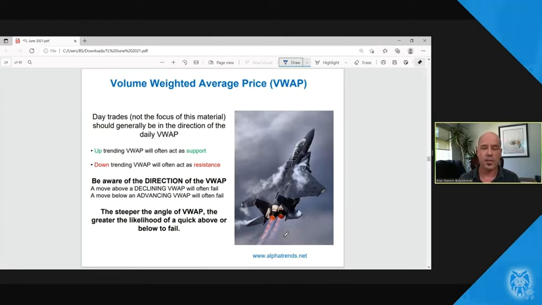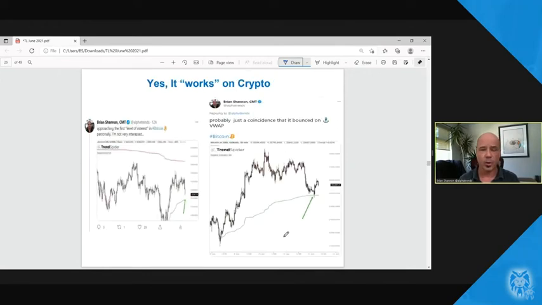So be aware of the direction of the volume weighted average price. The steeper it is, and when we see sharp pullbacks to that steep volume weighted average price, it's often a quick bounce. I put this on last night. I was looking at crypto and Bitcoin. That was probably about 14 hours ago right now. But I said it's approaching. I should have captured the whole chart, unfortunately.